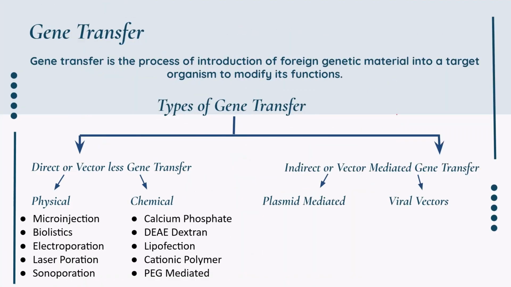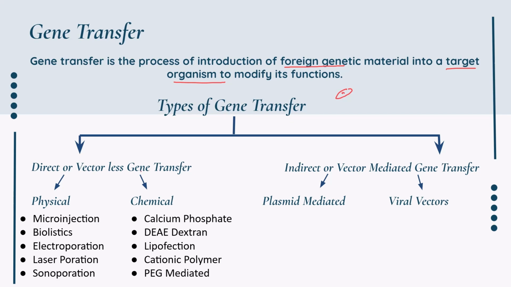So first of all, what is gene transfer? It is the process of introducing a foreign genetic material into a target organism. This target organism may be a bacterium, or it can be cells. So we can collect cells, genetically modify them, and then transfer the cells back into the organism. This gene transfer can occur to cells or to organisms, usually bacteria, yeast, etc.